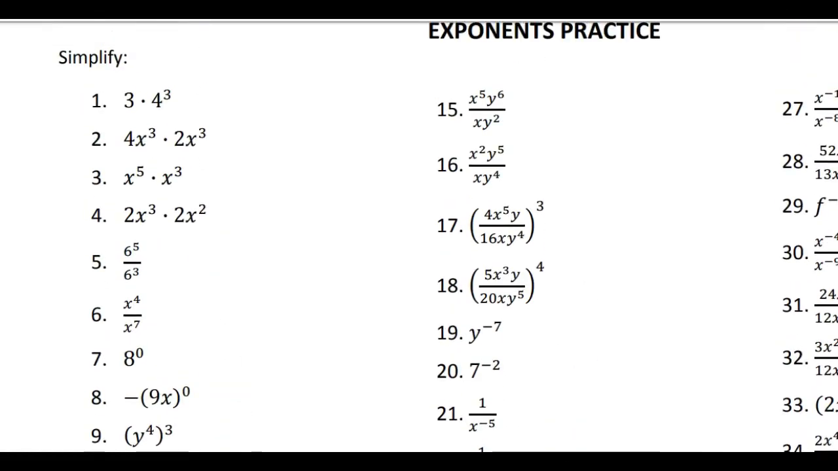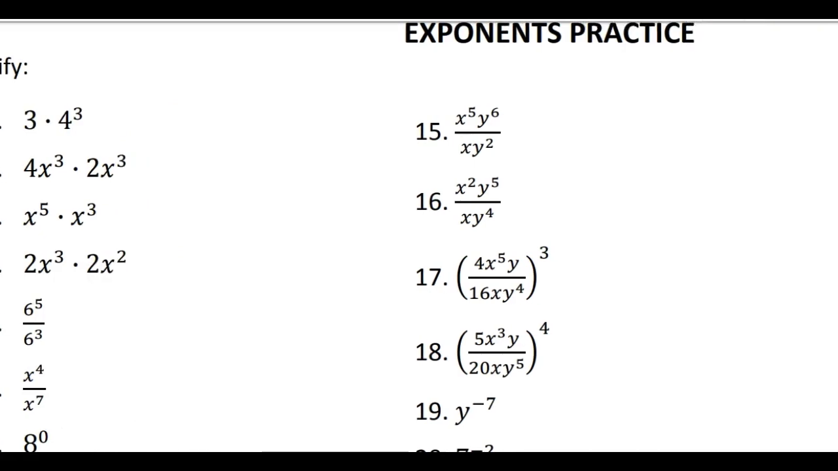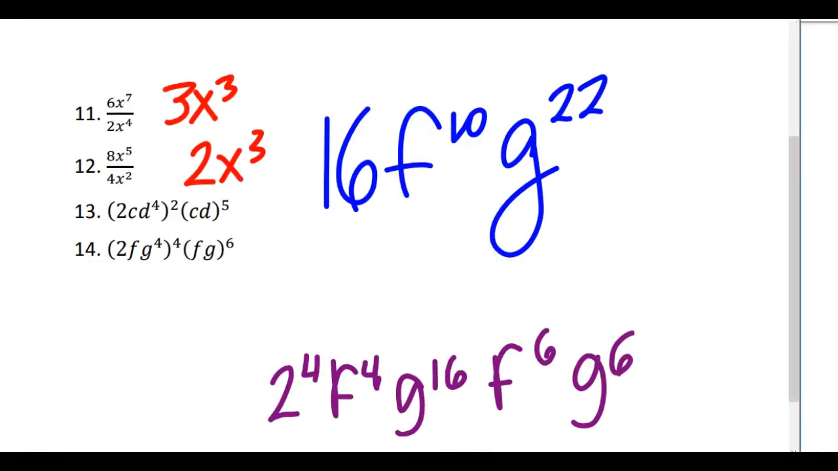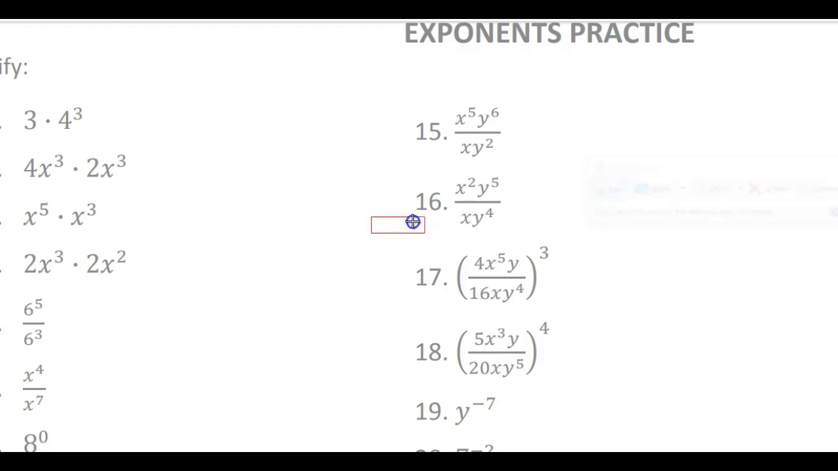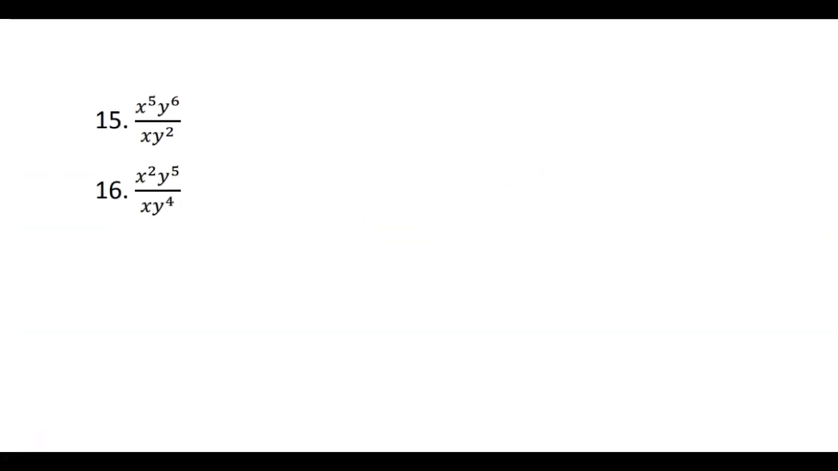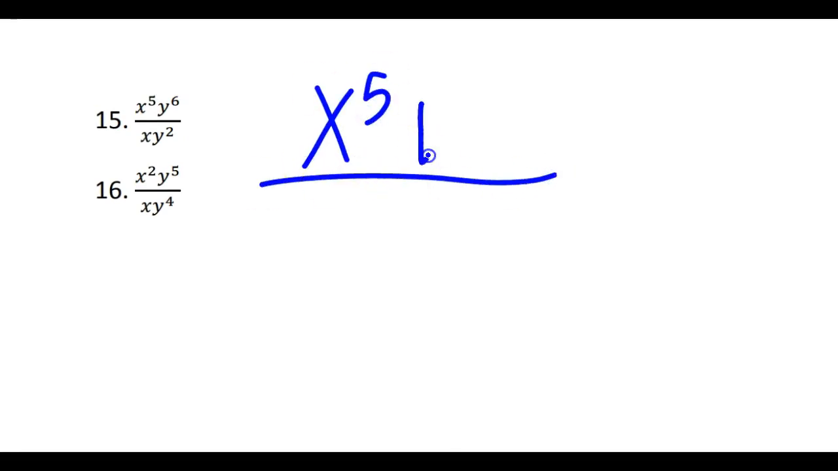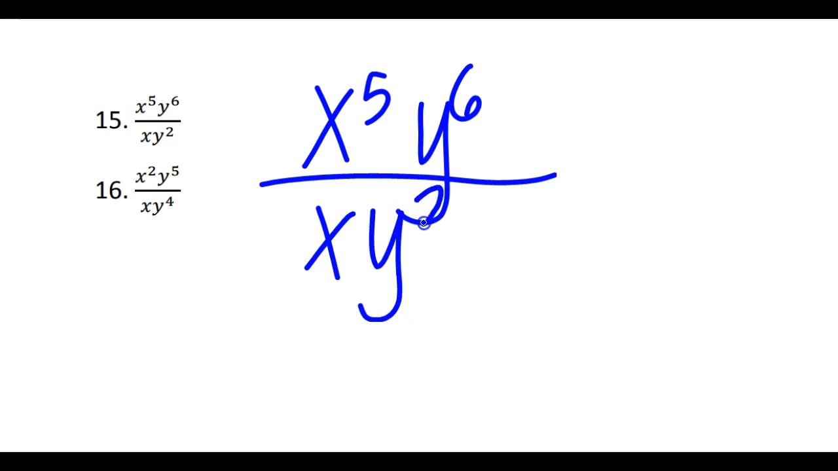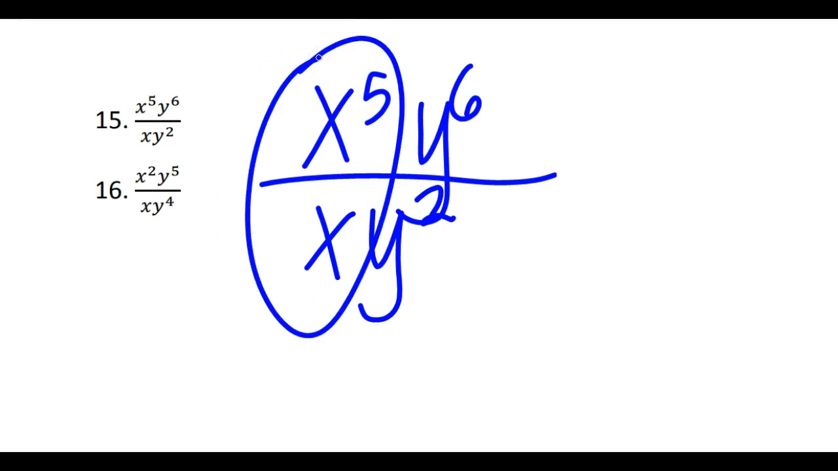Okay, let's see if we can do number 15 and 16. Now, do you remember the quotient rule when we have division? Do you remember what we would do? We would keep the base the same and do what to the exponent? Subtract it. Yes, very good. So if we have x to the fifth power over x, then what would that become? X to the fourth power.